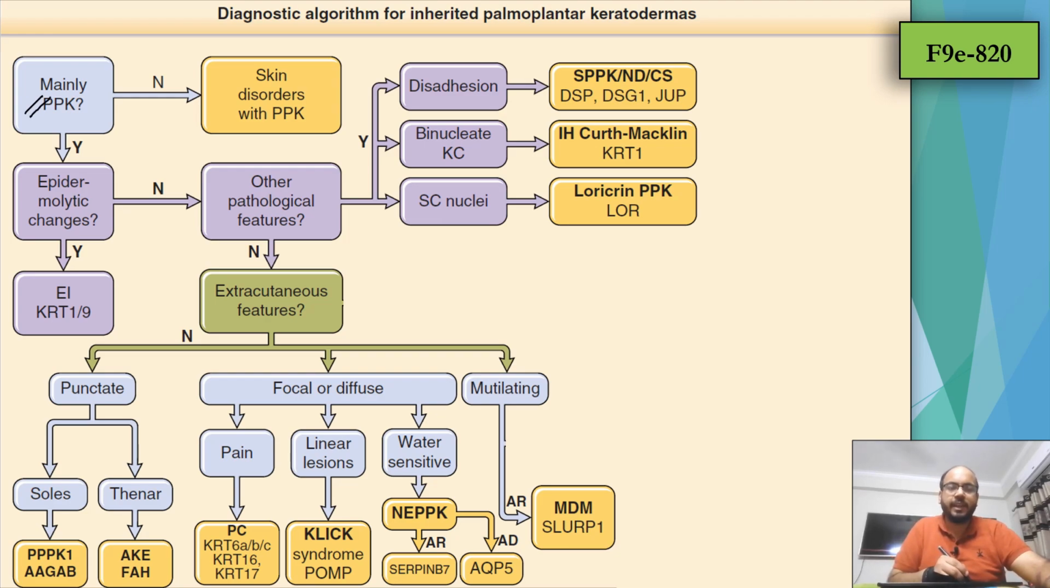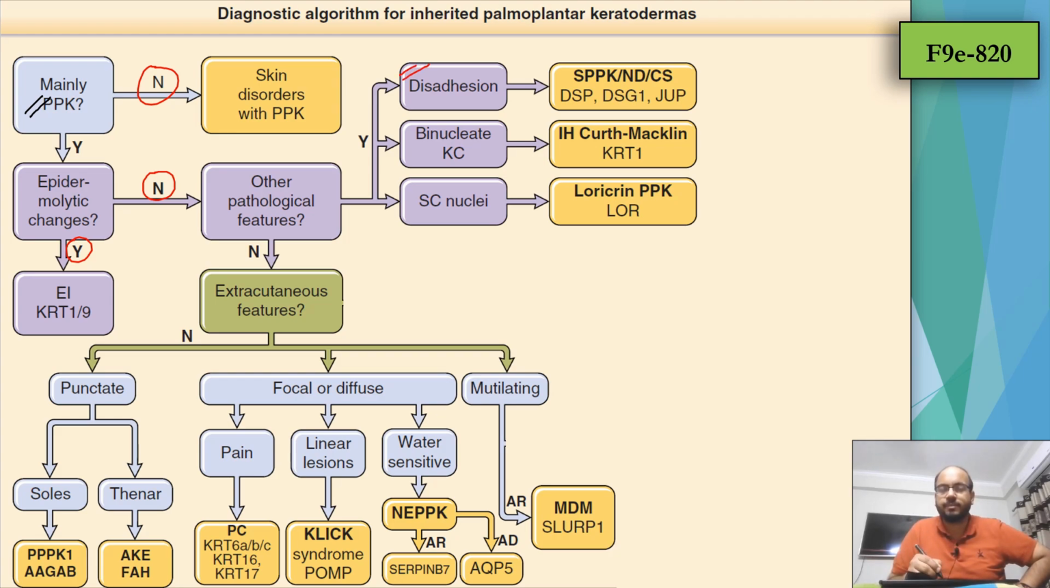So if it's mainly PPK, you will ask if there are any epidermolytic changes. If epidermolytic changes are there, then it is a form of epidermolytic ichthyosis, in which you have keratin 1 or 9 mutation. If it's not PPK, then we will not discuss it here because we're discussing PPK. If there are no epidermolytic changes, you find out other pathological features, meaning on biopsy.